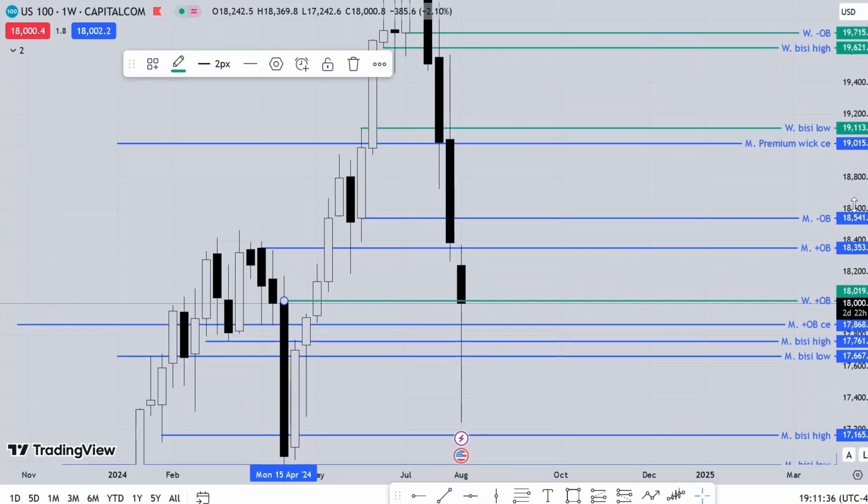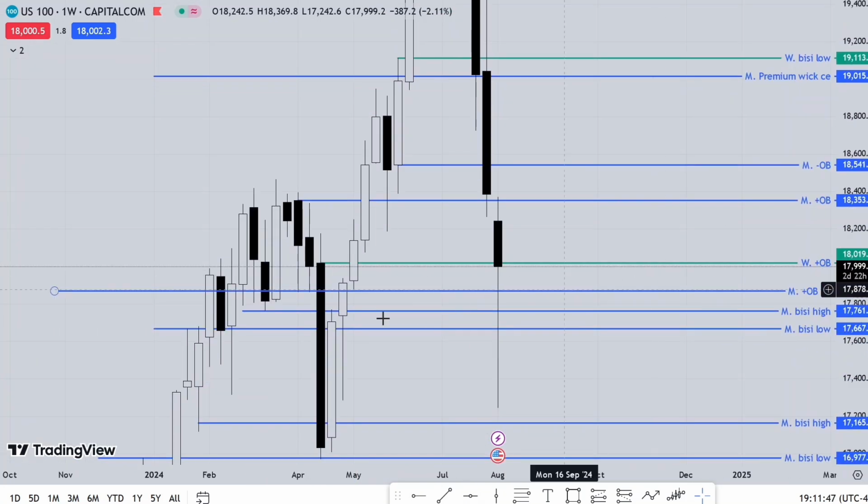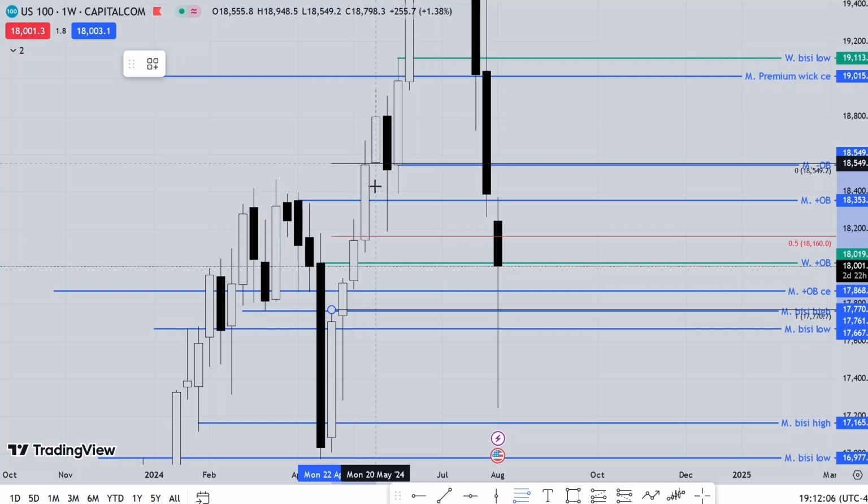I like these imbalances here. There are multiple imbalances. There is this imbalance, there is this, and also this. So you can either take all of the imbalances and make it one. When you have multiple imbalances like this, you can make them one imbalance like this. So this is the midpoint of the imbalance, this is the high, and this is the low of that imbalance.